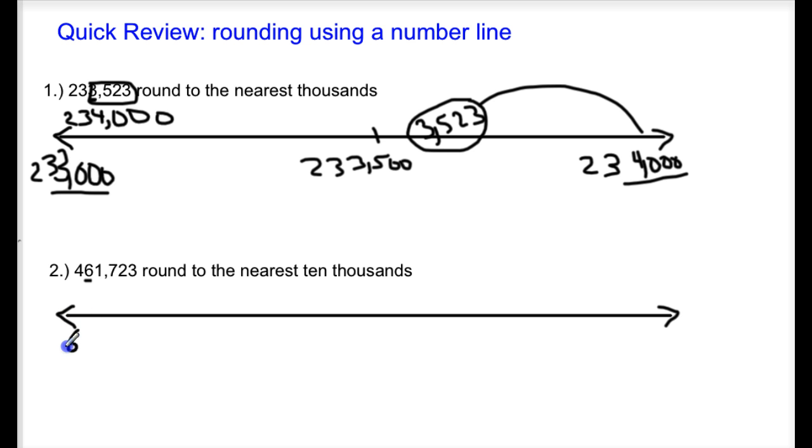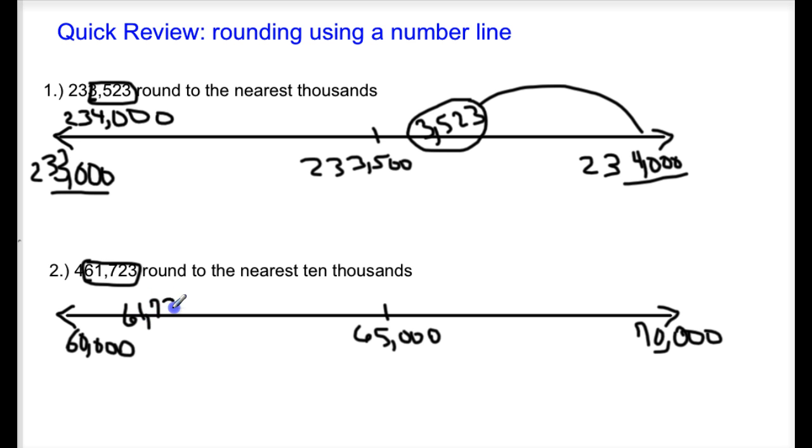So I'm going to start my number line with 60,000. I'm going to end the number line with 70,000. And I'm going to find my halfway point between 60,000 and 70,000. It's going to give me 65,000. I'm going to focus my attention on this part of the number, 61,723, and I know that that number is going to be on this part of our number line, 61,723.